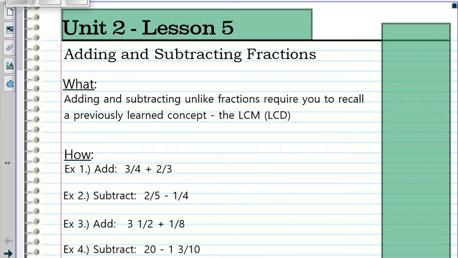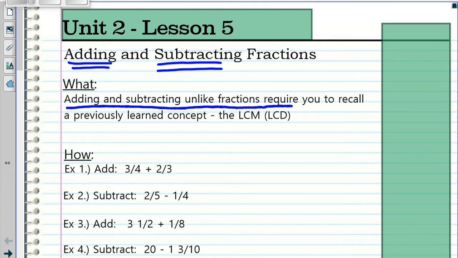Okay, all right, now anyway, so today we're in Unit 2, Lesson 5, so what are we doing? We're adding and subtracting fractions. Okay, so the last lesson you were multiplying and dividing fractions. We are now adding and subtracting. Okay, so what is it?